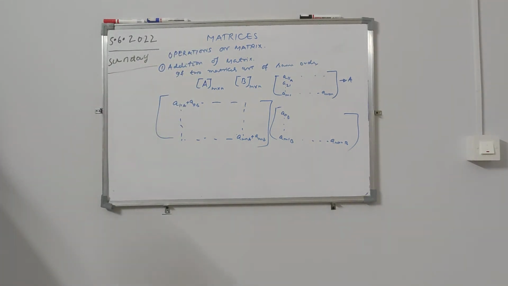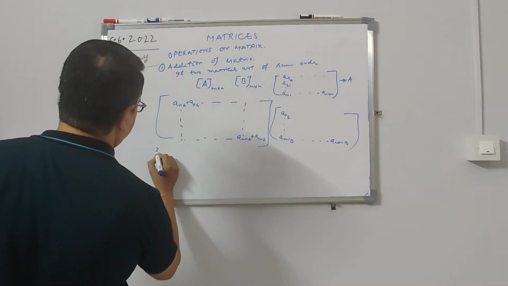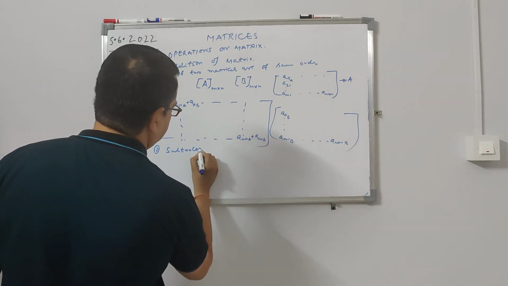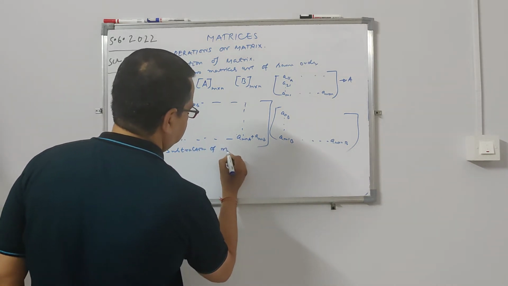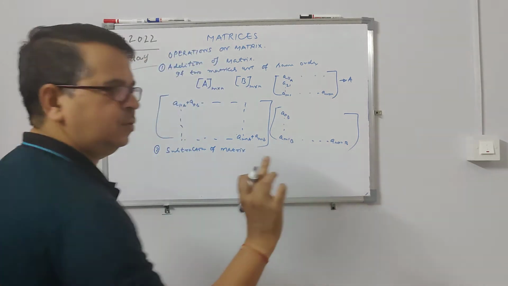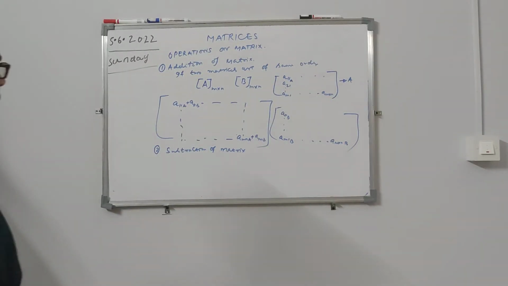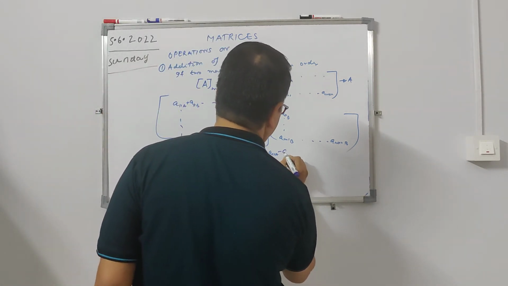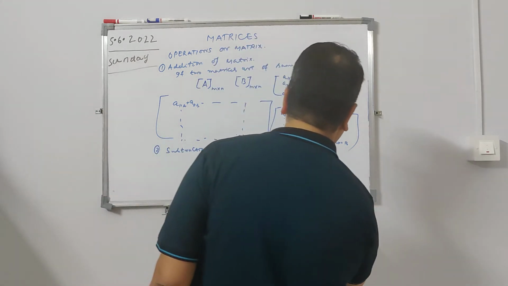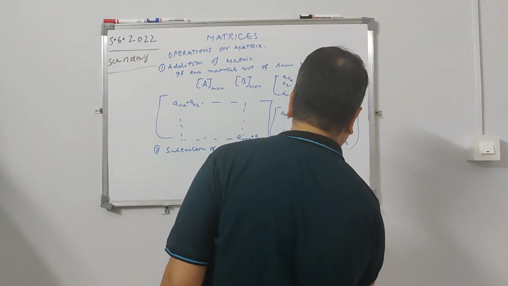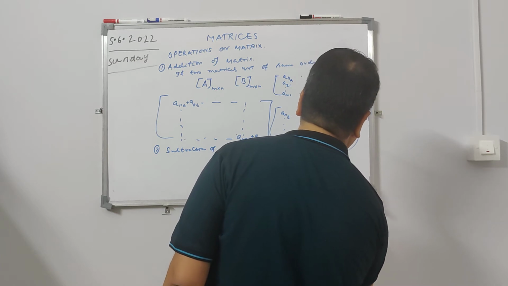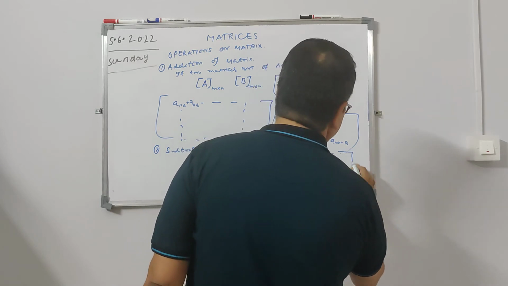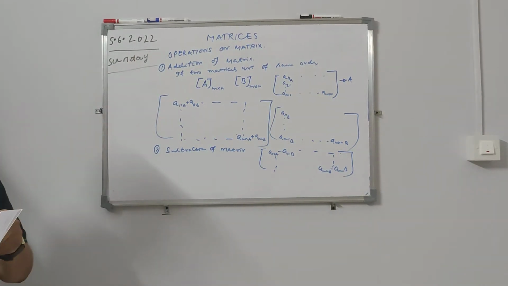Then subtraction of matrices is the same. You just subtract the corresponding elements. The order of the two matrices has to be the same for subtraction. So it will become A11 A minus A11 B, and then AMN A minus AMN B. So this is addition and subtraction.